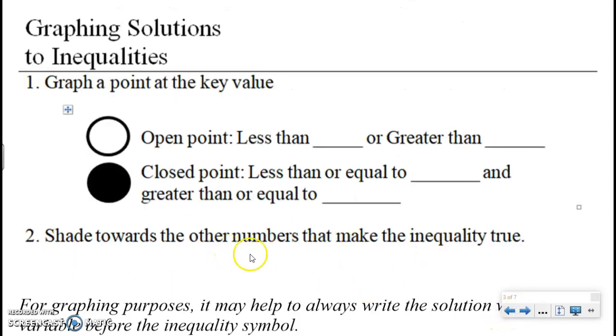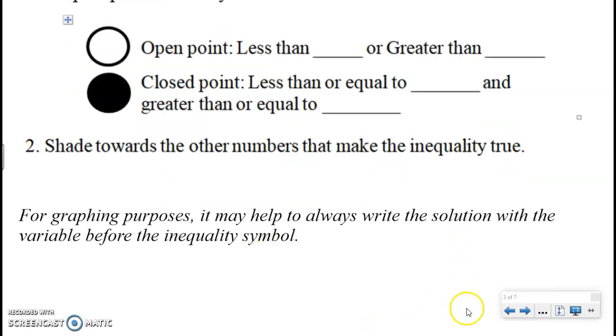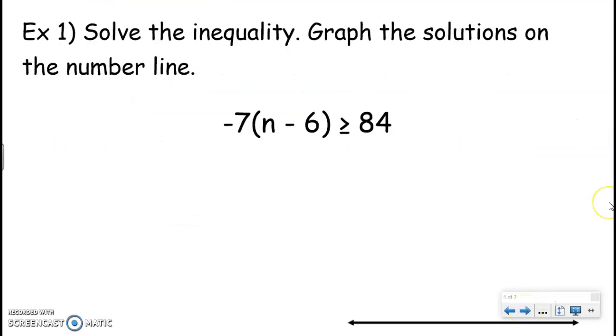So, graphing solutions, same thing: open dot, closed dot, shade towards the numbers, the right direction. It helps if the variable is first to decide where to shade. Okay, so let's go ahead and do a couple.